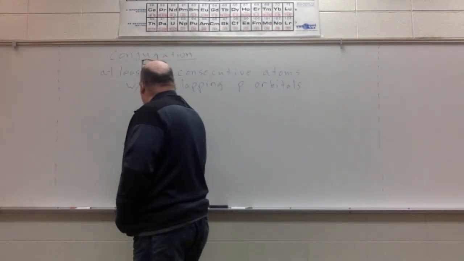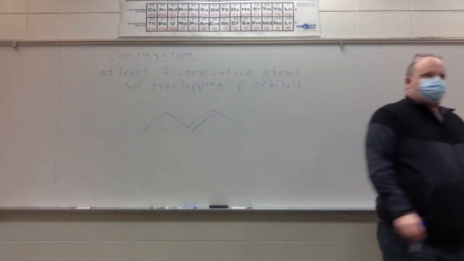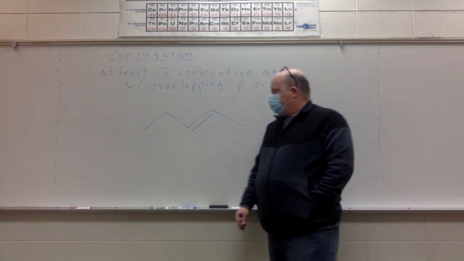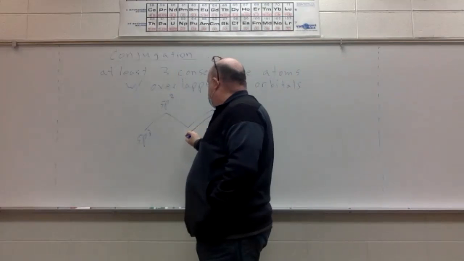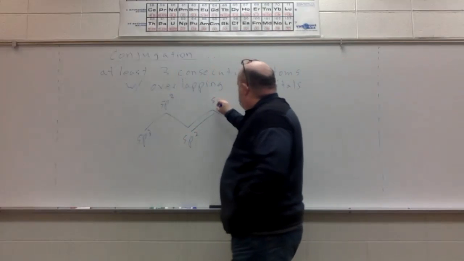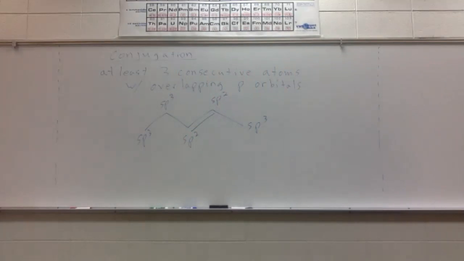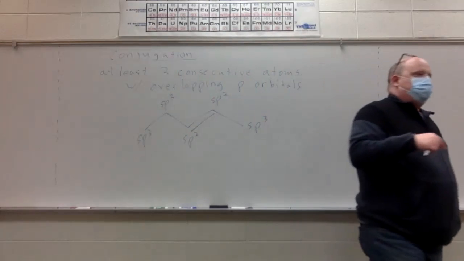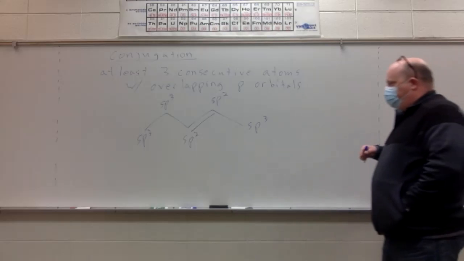For example, let's take a look at this molecule. This is an alkene. And if we were to write out the hybridization of all these atoms: sp3, sp3, sp2, sp2, sp3. Now, you know hybrid orbitals are made from s orbitals and p orbitals, right? A maximum of 3 p orbitals, maximum of 1 s orbital, right?